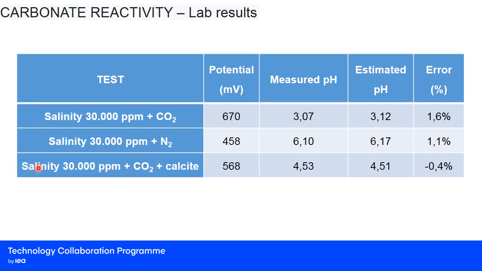And the last one is the most interesting test: the same water saturated with CO2, but in the presence of calcite. In this case, we expect calcite dissolution to increase pH, which really happens. The measured value for pH was 4.53 and the estimated value for pH 4.51, showing that the predictions of the software are a very good fit with the measured values.